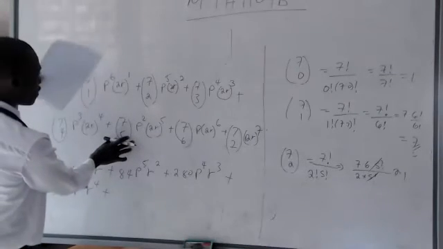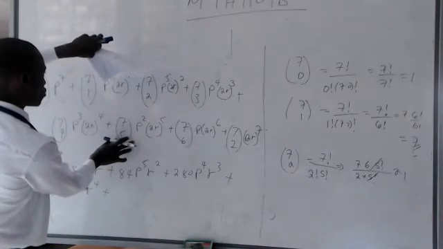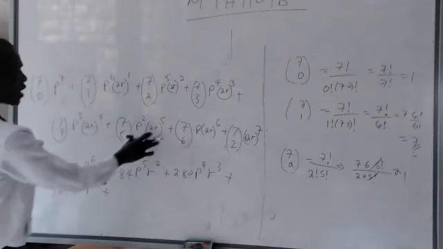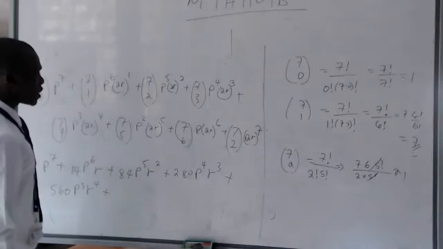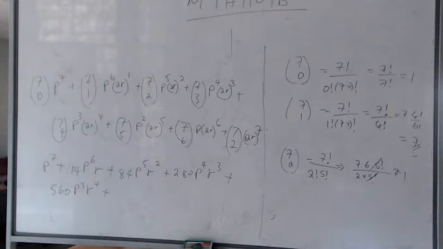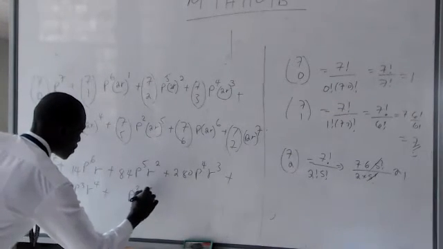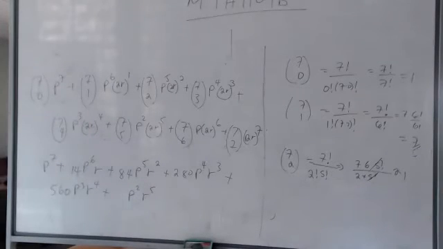Well, 7 combination 5 is the same as 7 combination 2. So that should give you 21. And then 21, here you have 2 to the 5. So take 32 times 21. So we have p squared of 5. What's 21 times 32? 672.